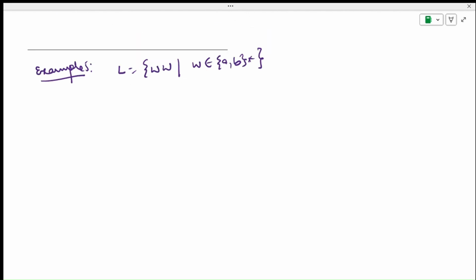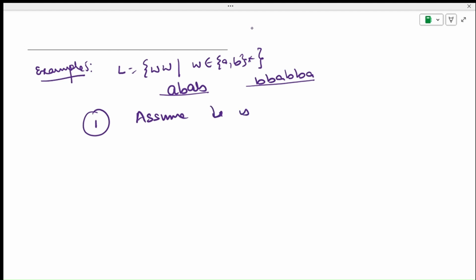Suppose the language L is ww for any w that belongs to (a, b) closure. It means the strings in L are of the form, suppose we have the string ab, then it has to be followed by ab, so abab, or bba followed by bba. Such kind of string has to be there. So first thing, I'll assume L is regular.